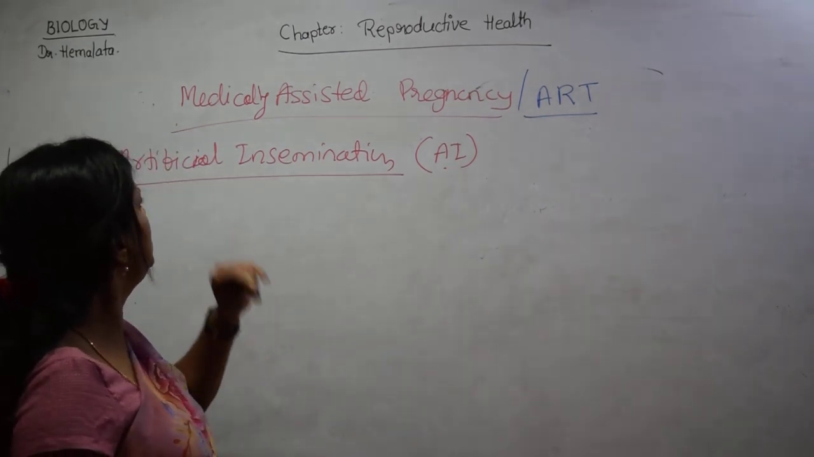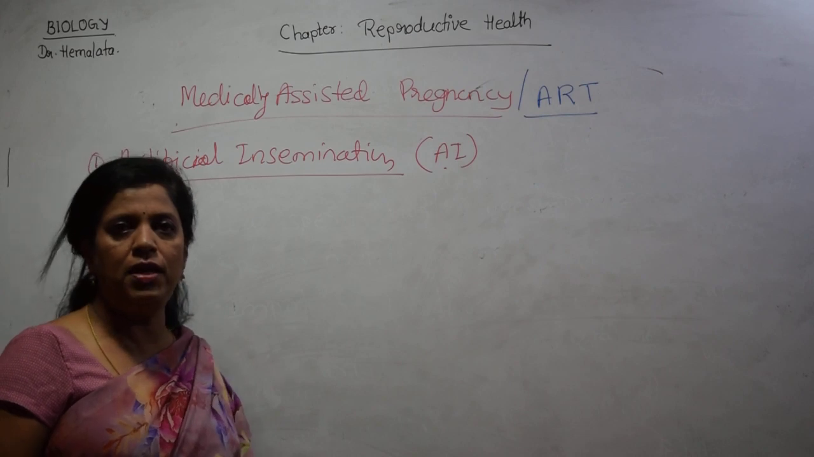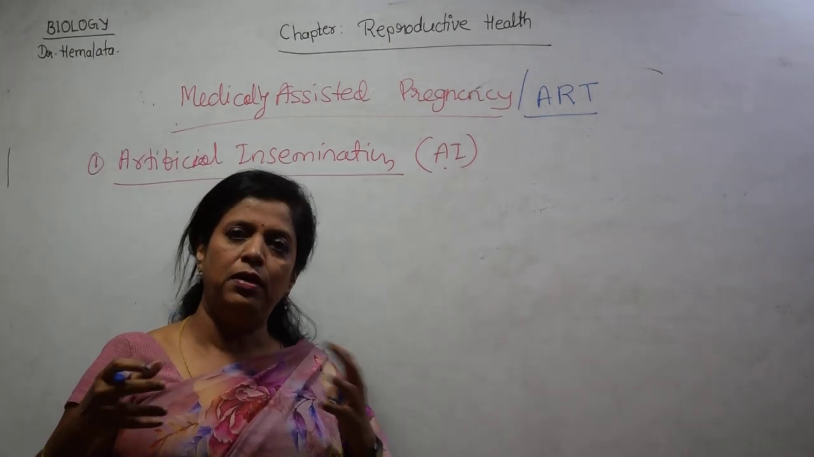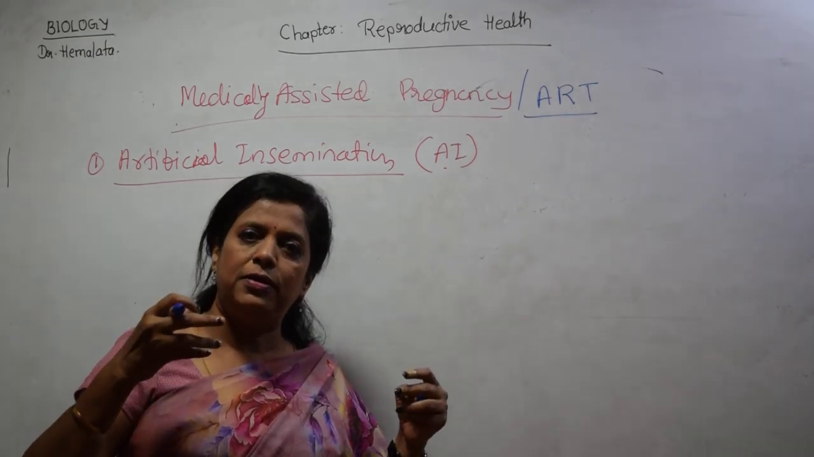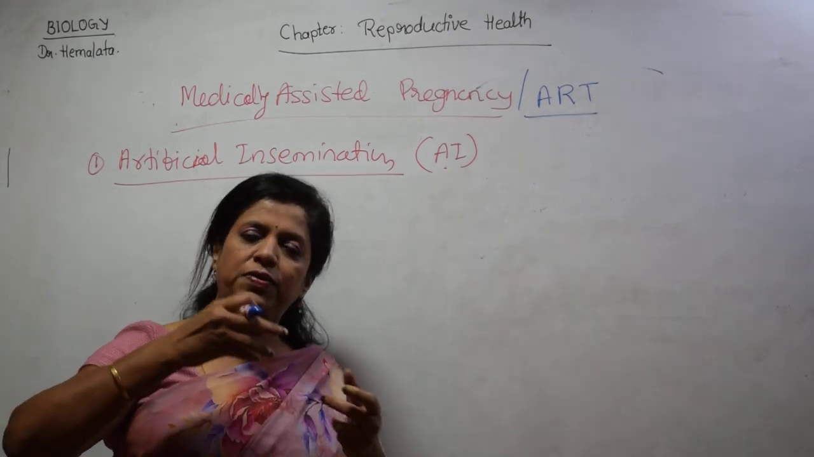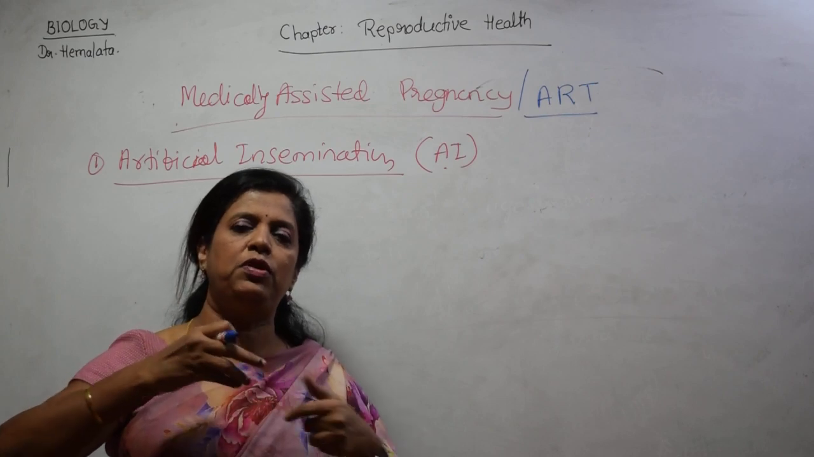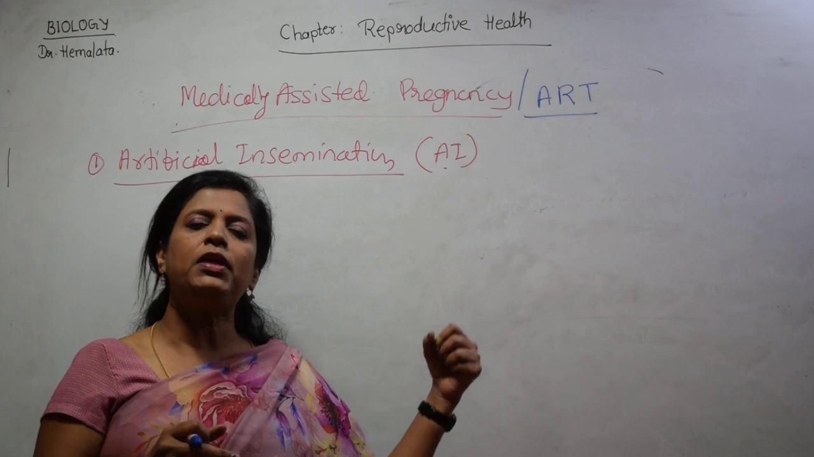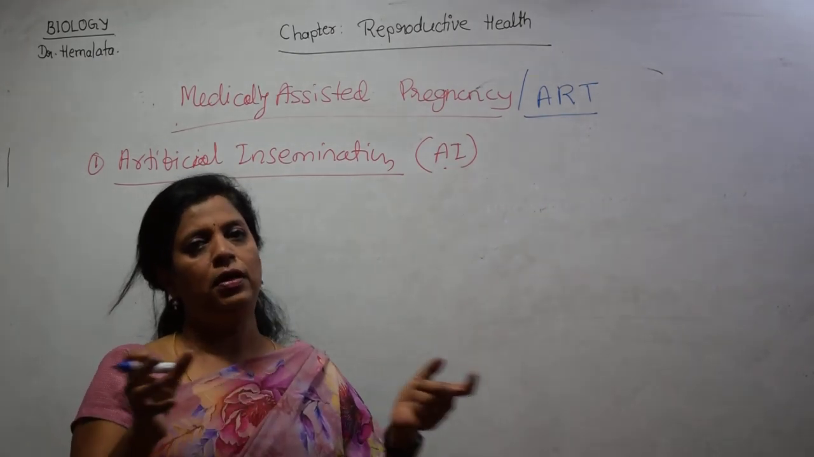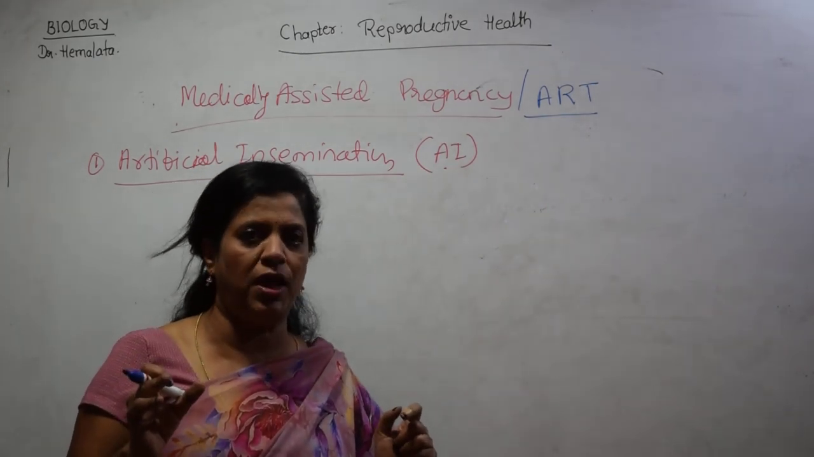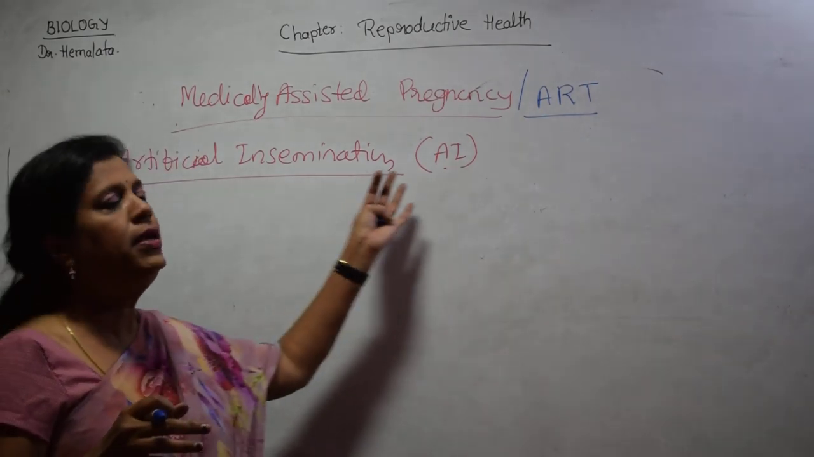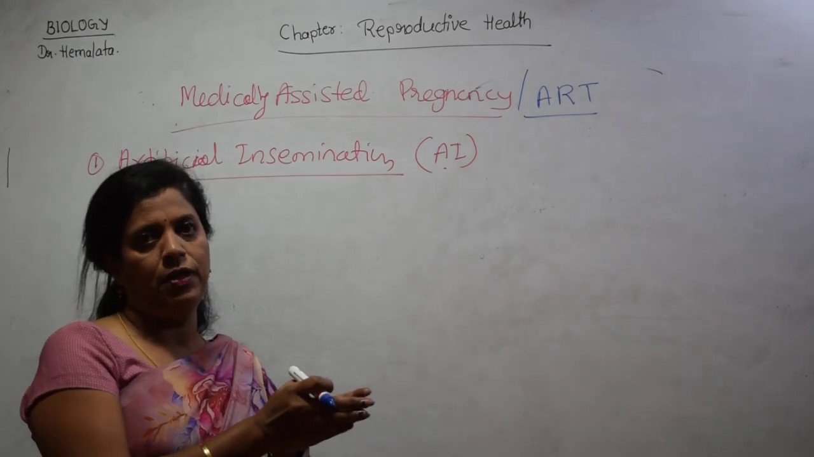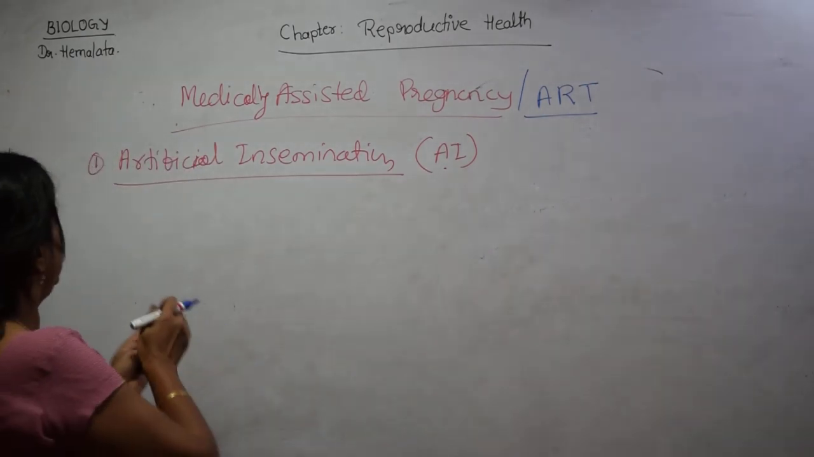What are those? First one is called artificial insemination, AI. This is a method in which the semen is extracted from the father, and they will transfer the whole semen along with the sperms to the female genital tract almost near the cervix, so that sperms will move towards the fallopian tube. This is again a chance, but at least up to one area it can be transferred. That is called artificial insemination.